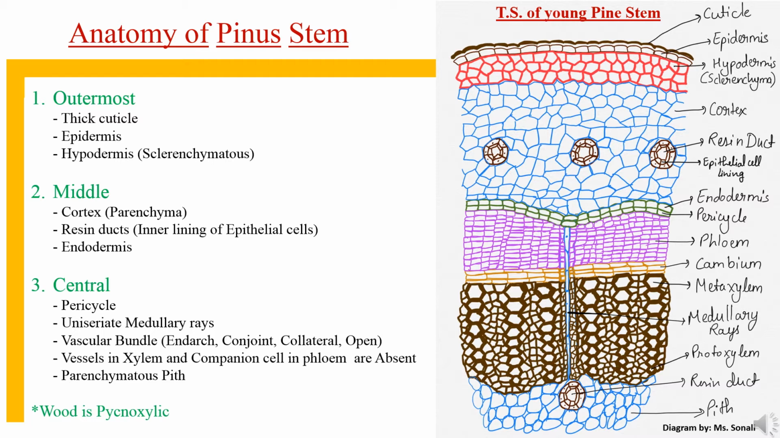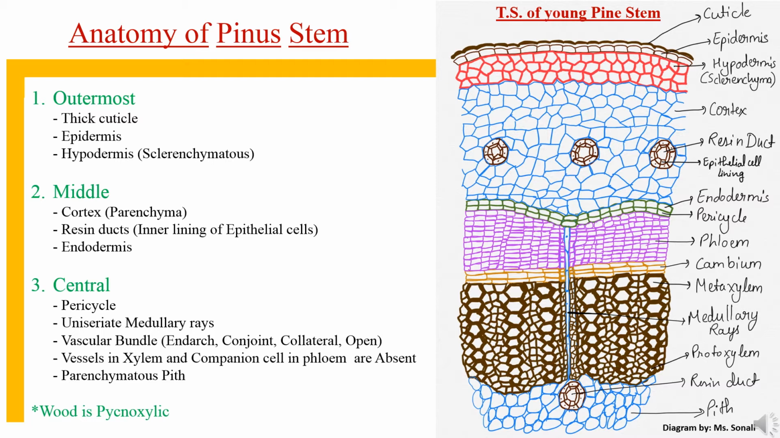Just beneath epidermis is hypodermis. As the name suggests, it lies beneath the epidermis. It is made up of sclerenchymatous cells, which are lignified dead cells and provide rigidity, and is usually 1 to 2 layered.